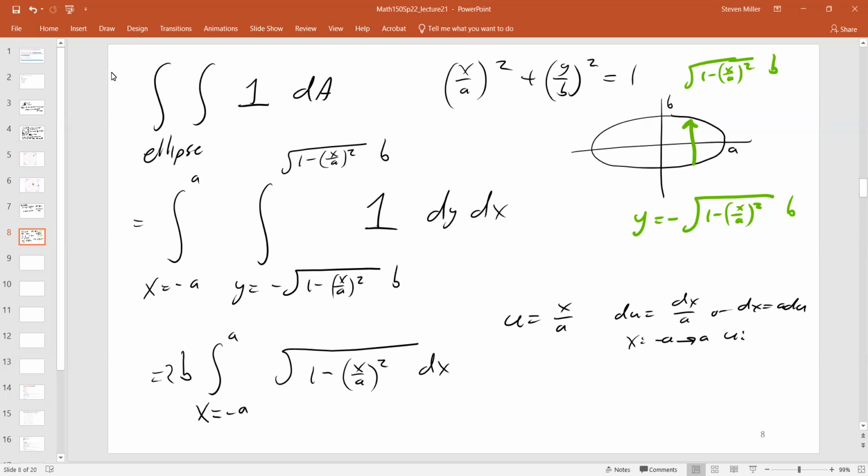As x goes from minus A to A, where does u go from? So u is x over A. As x goes from minus A to A, where does u go from? Negative 1 to 1. So this would just be equal to 2B times the integral u goes from -1 to 1 of the square root of 1 minus u squared. dx is going to become A du, so I can put the A here, du. So we just have to do this integral now.